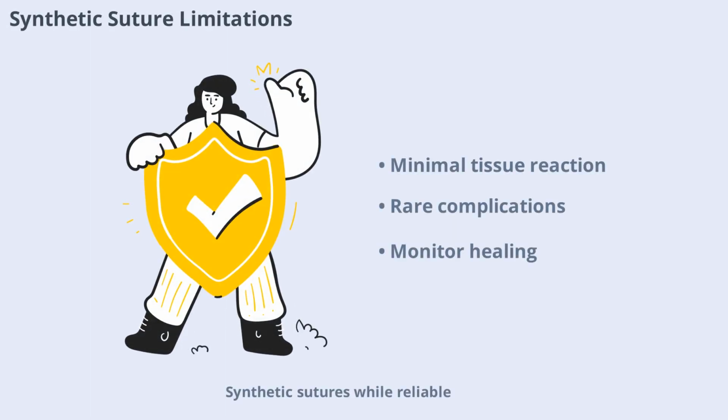Synthetic sutures, while reliable, can sometimes cause minimal tissue reaction or foreign body response. Their predictable performance is generally advantageous, but rare complications may occur. Surgeons must monitor healing and adjust suture selection as needed for optimal outcomes.